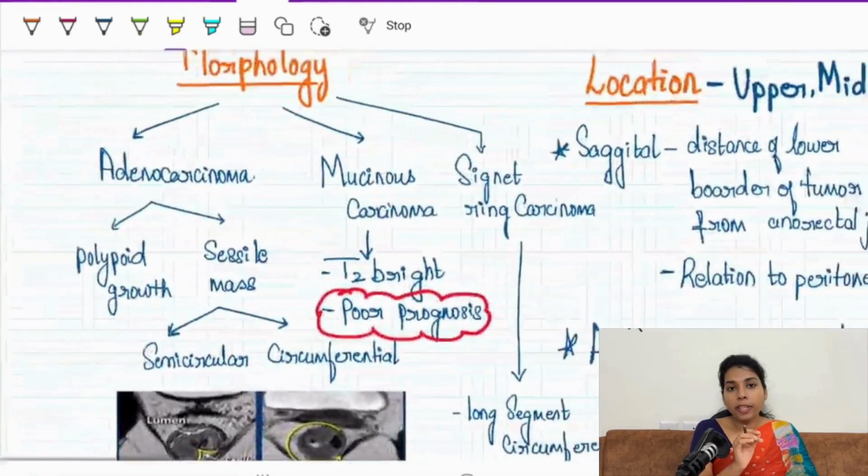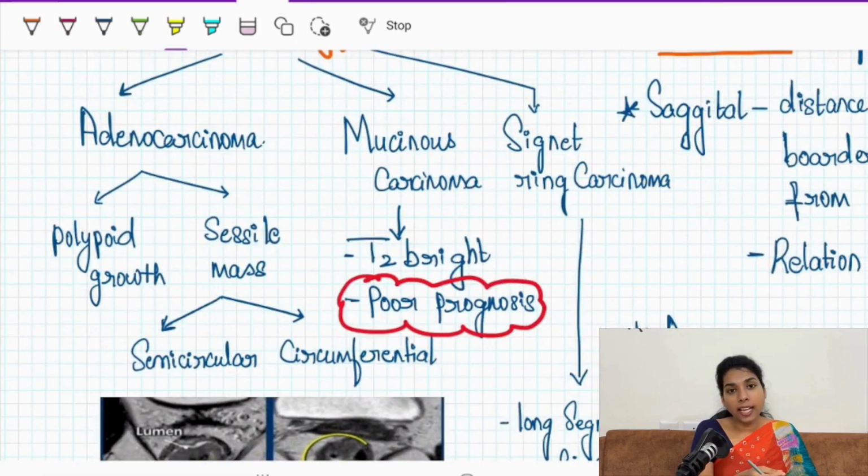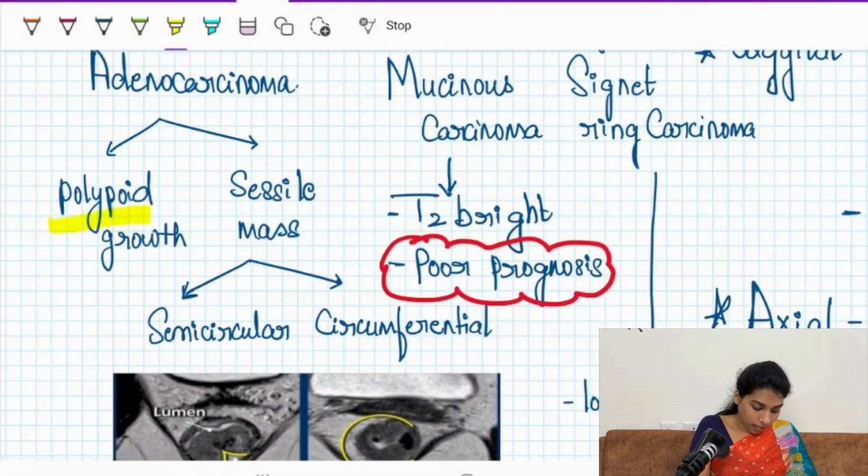The most common type of a carcinoma rectum is an adenocarcinoma, right? The other types which are less common but can occur in the rectum are mucinous carcinoma and signet ring carcinoma. Mucinous and signet ring carcinomas have a bad prognosis when compared to an adenocarcinoma of the rectum. Adenocarcinoma can present as a polypoid growth or a sessile mass.